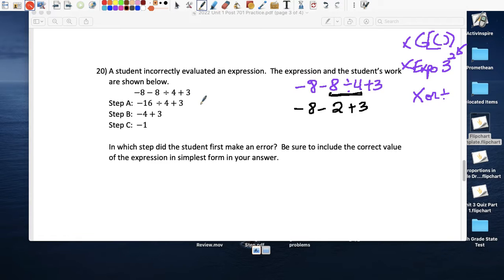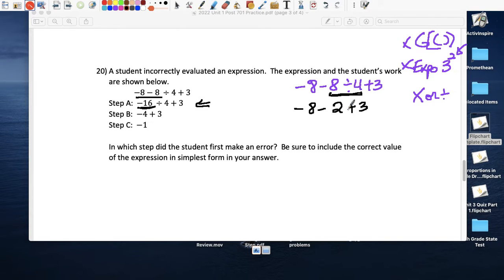Now let's look at this guy over here. Did he do that? The first thing he did was -8 minus 8, which is 16. So his mistake, his error is right here. Just underline. Here's his mistake. Why? Because he did -8 minus 8 first. Can he do that? No, he can't. He should have done 8 divided by 4. That's the first step. So right away you can tell that this was a mistake.